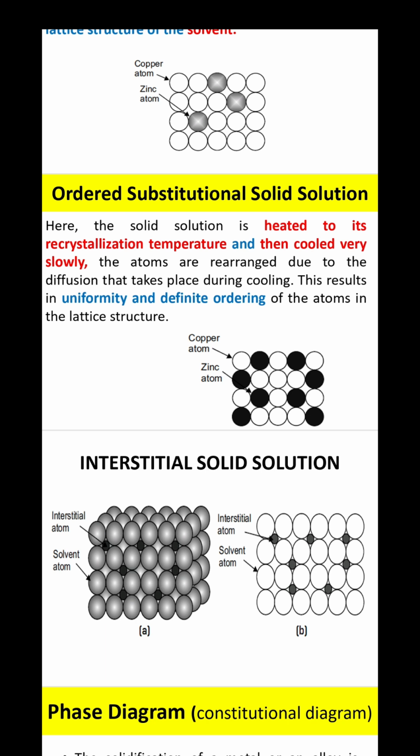Here the zinc atom replaces a copper atom in some sequence. So some uniformity is followed during the substitution. So here the solid solution is heated to its recrystallization temperature and then cooled very slowly. So the atoms are rearranged due to the diffusion that takes place during cooling. So this results in uniformity and defined ordering of the atoms in a lattice structure. So that is ordered substitutional solid solution.